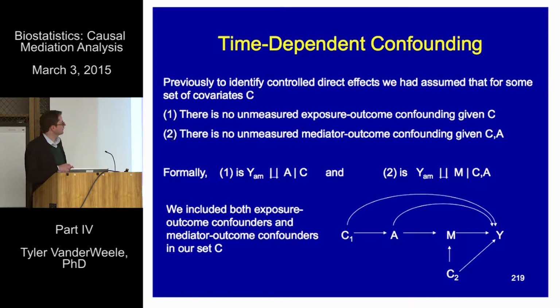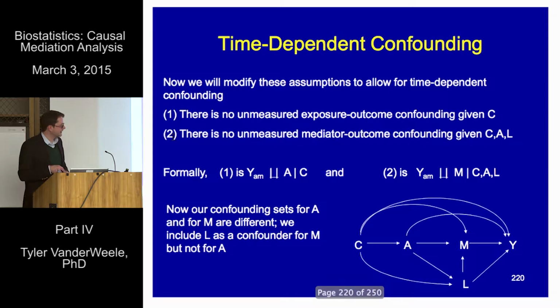Without time-dependent confounding for controlled direct effects, we made two assumptions: that conditional on covariates C, there's no unmeasured exposure outcome confounding, and no unmeasured mediator outcome confounding. The complication here is that we sort of want to control for L for the effects of our mediator, but we don't want to control for L for the effects of the exposure. So what we're going to try to do is separate these two confounding pieces. We're going to separate our confounding covariates conceptually, and we're also going to separate them in our approach to analytic adjustment.